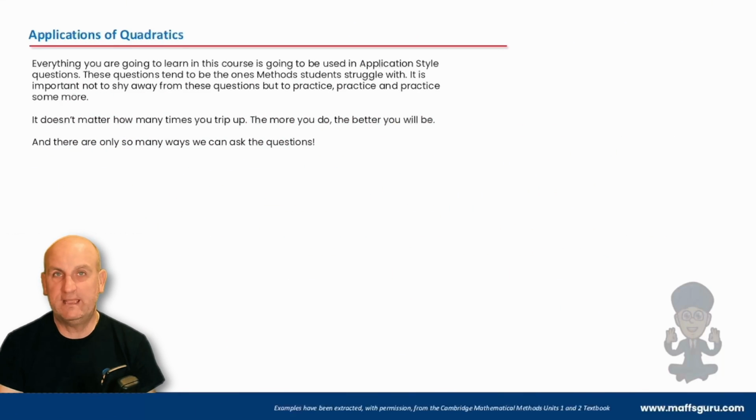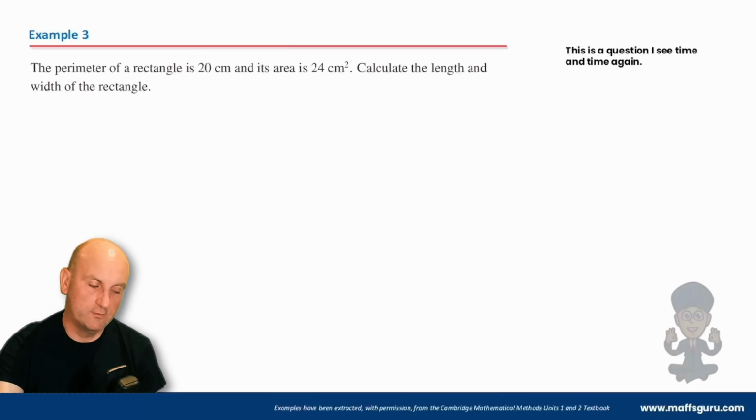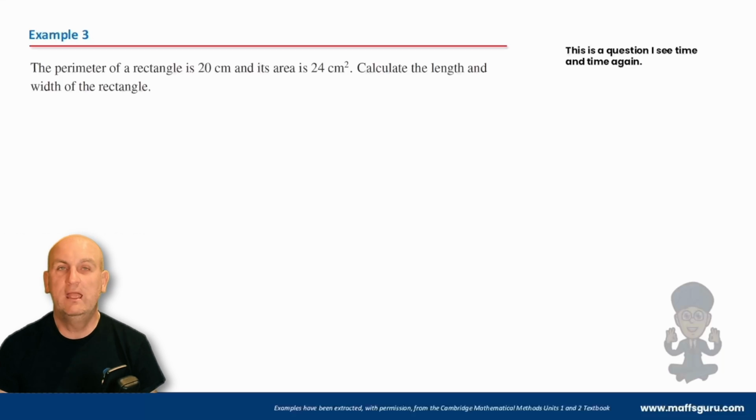Now, as I say, applications of quadratics are massive. There are so many different ways of asking quadratics, and hopefully as I move through videos in this part of the course, I'll show you more and more ways of using them, okay? But you really do want to concentrate on the applications. Right, here is one example that lots and lots of exams I've seen use in one form or another. The perimeter of a rectangle is 20 centimeters and its area is 24.